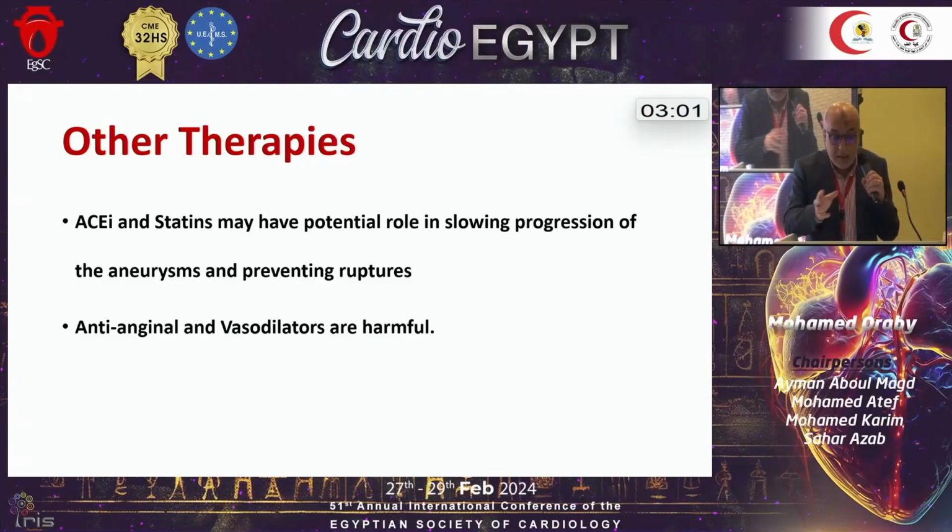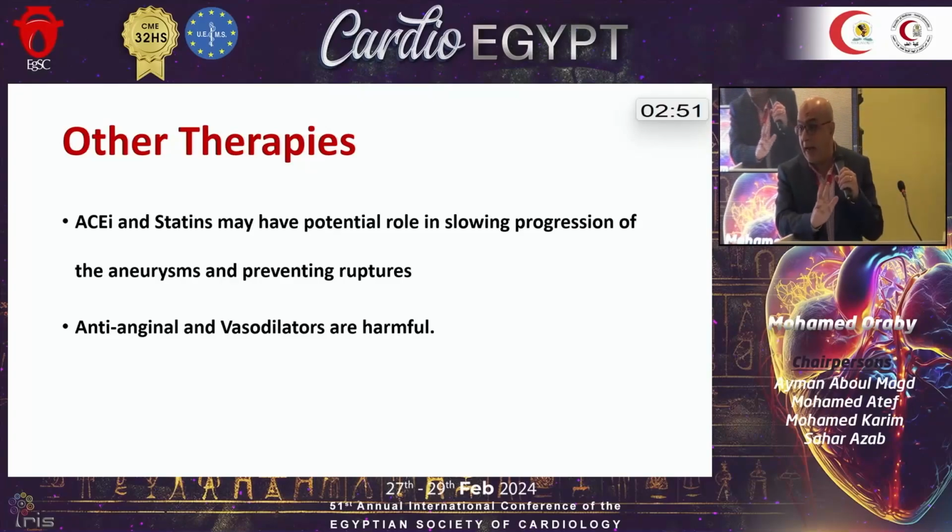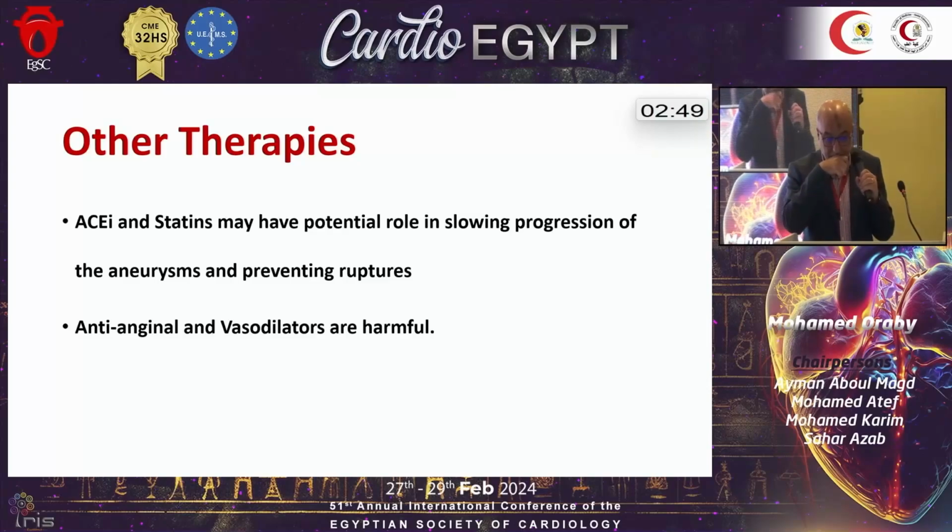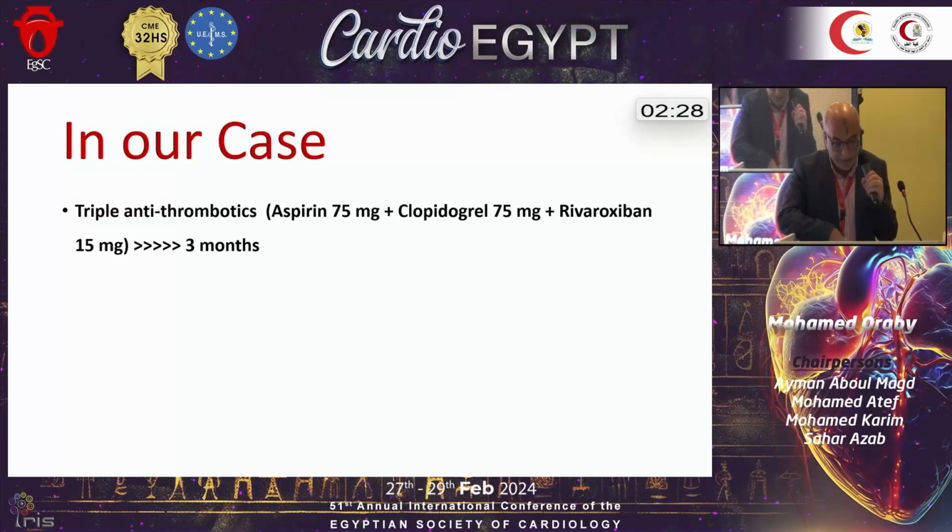So other therapies like ACE inhibitor and statins, through its pleiotropic effect, even in the absence of underlying atherosclerotic etiology, may have a potential role in slowing the progression of vasculitic aneurysm and preventing its rupture. For sure, anti-anginal and vasodilator drugs are harmful in such situation. Shouldn't be used in the presence of ectasia and in the presence of coronary aneurysms.